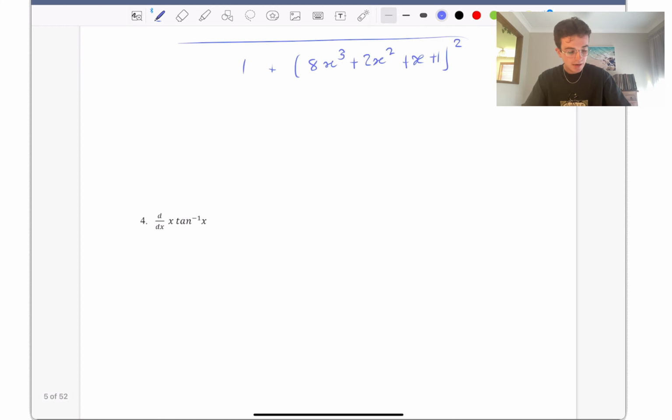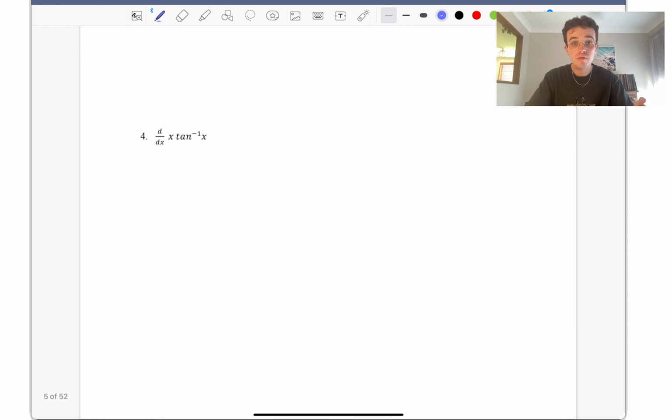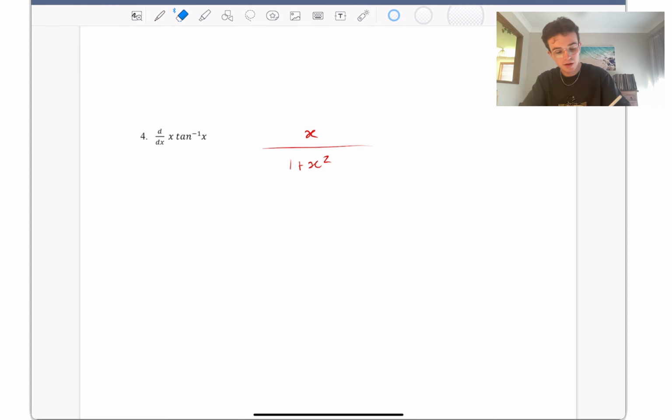Alright, now we're going to use our knowledge of our advanced differentiations, and the product rule is going to be relevant here. So we're finding the differentiation of x times tan inverse of x. Importantly, we can't do this. It's not going to be x over 1 plus x squared. We can't do that because we've got two functions multiplied by each other. So we're going to have to use the product rule.